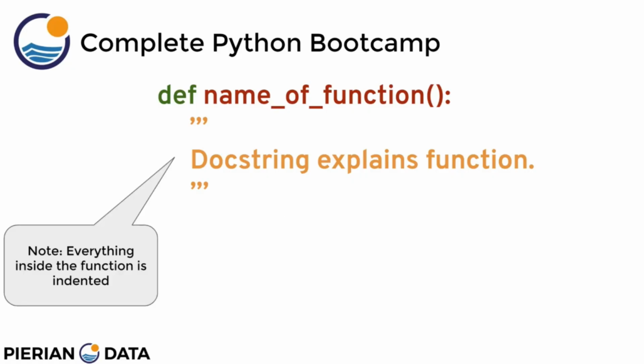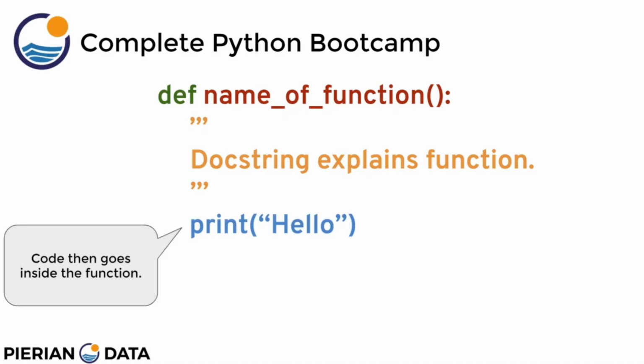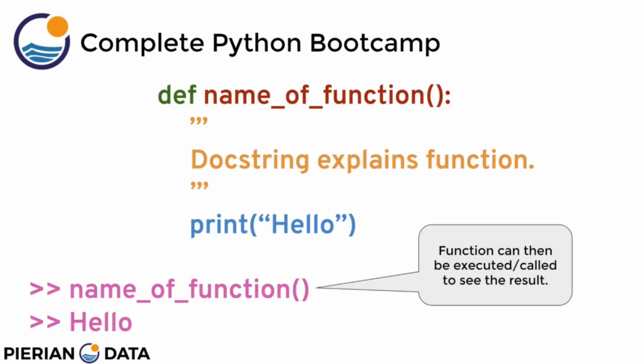And now you should start noting that everything inside the function has indented. And then you're going to write the code that you want to be executed every time you call the function. So for example, this is a very simple function. All it's going to do is print hello.